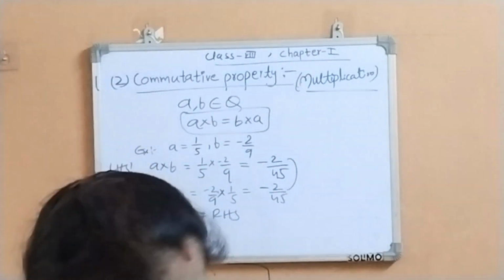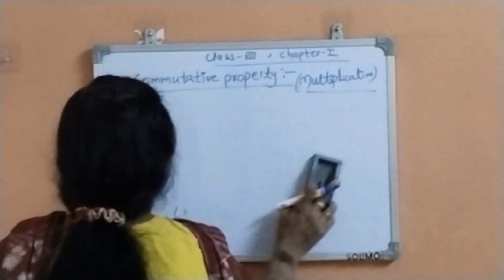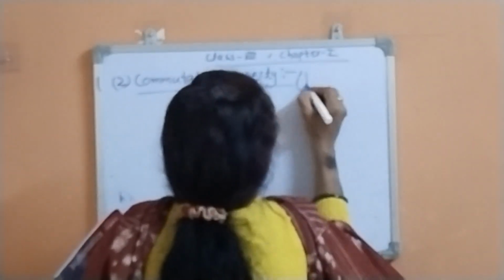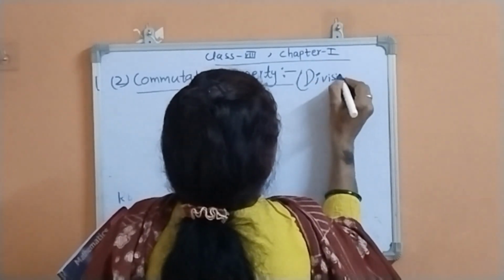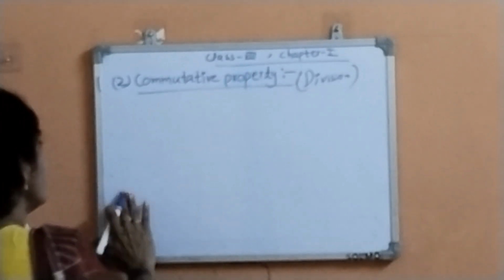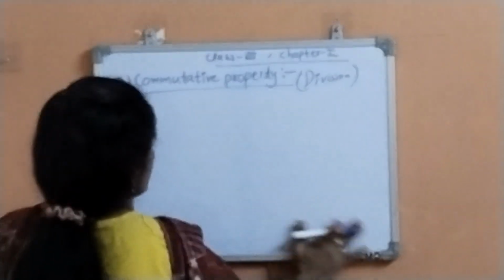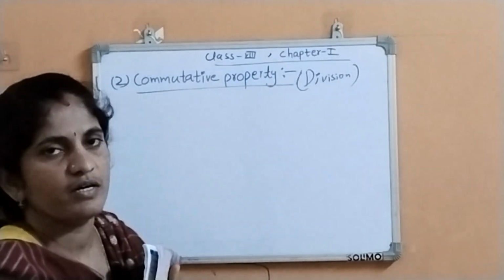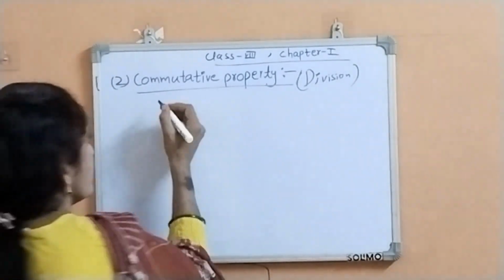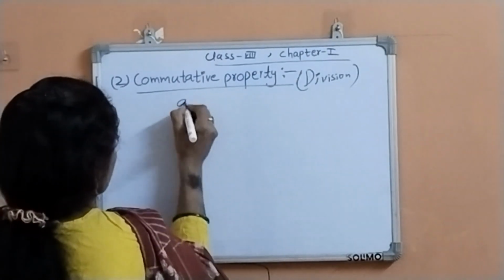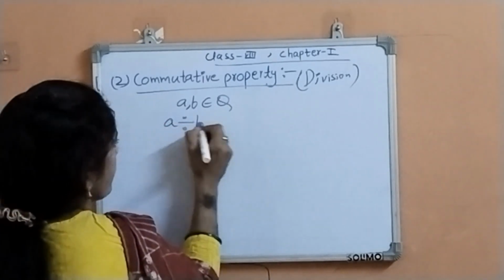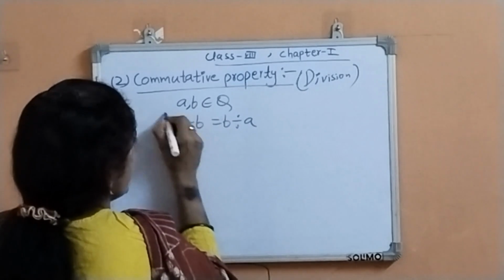Okay, so now we are going to check commutative property under division. So division is a little bit of confusion, so listen carefully. At the calculation only you will get small confusion. Okay, so if you know the fractions, addition, subtraction, multiplication, division, you can learn more about commutative property. So as usual I am going to take A comma B belongs to Q. So I am going to check whether A division B equals B division A or not.